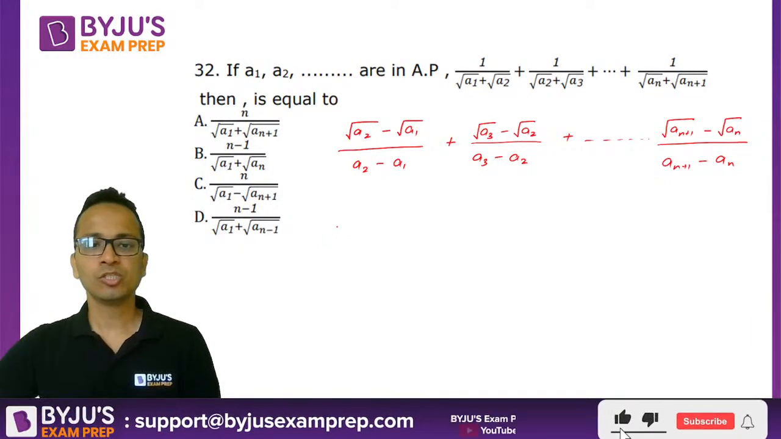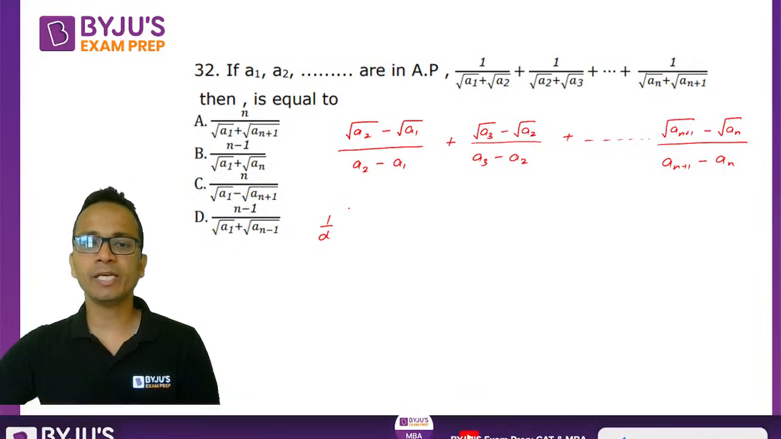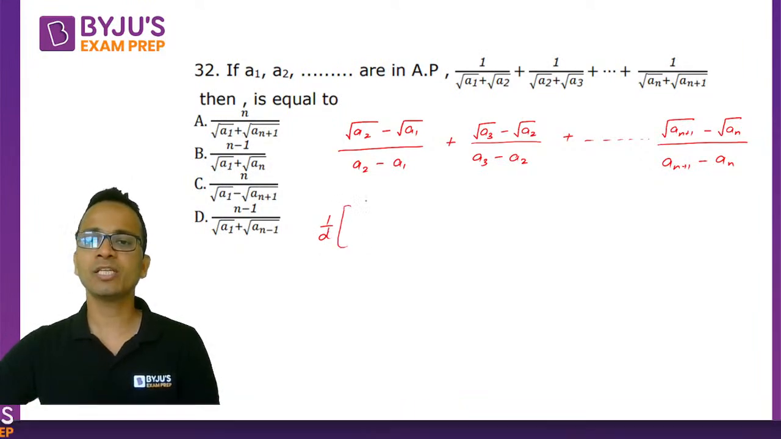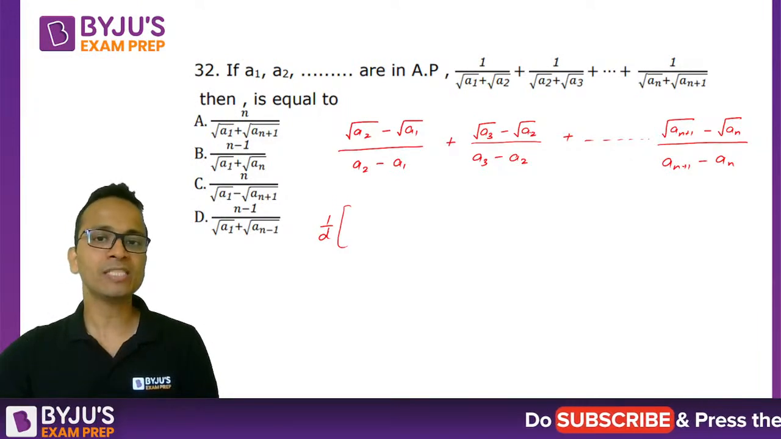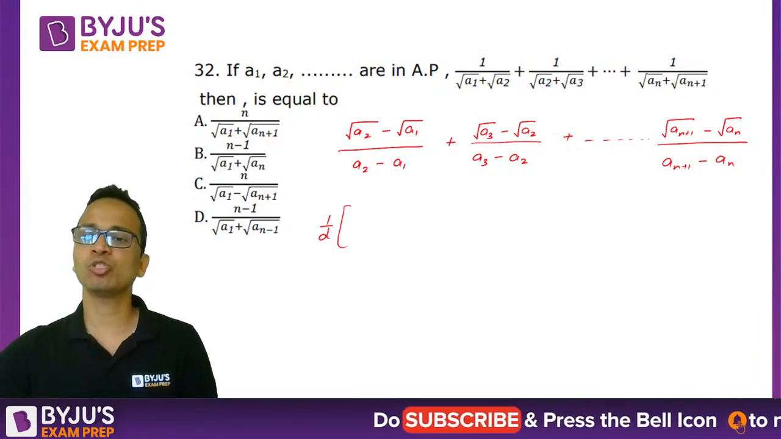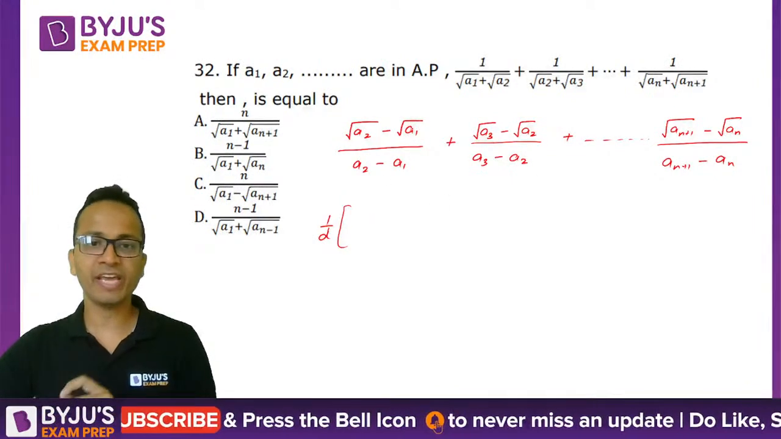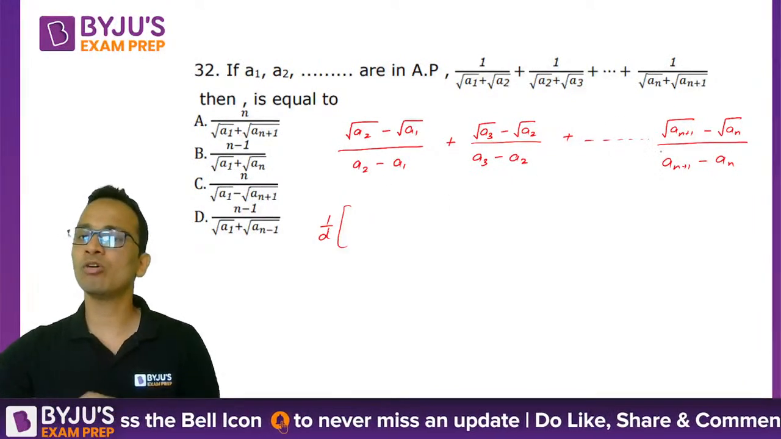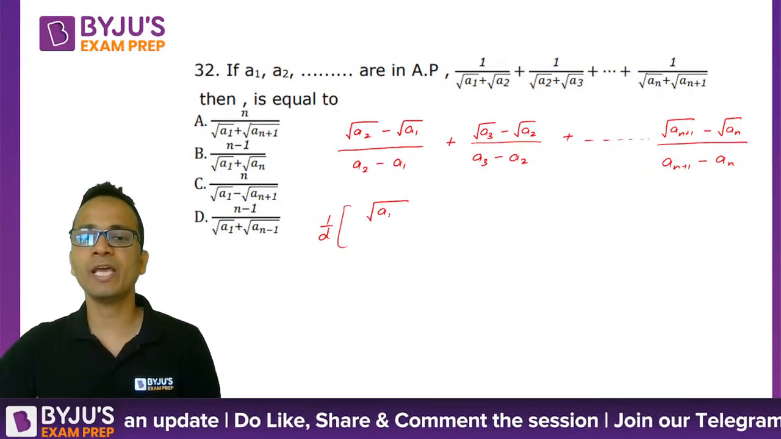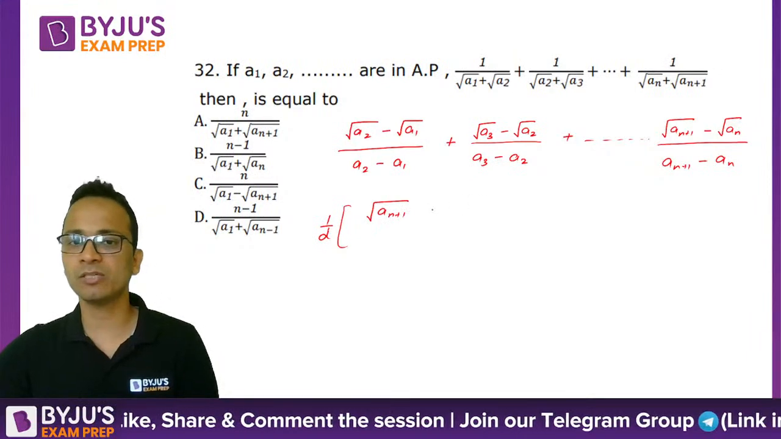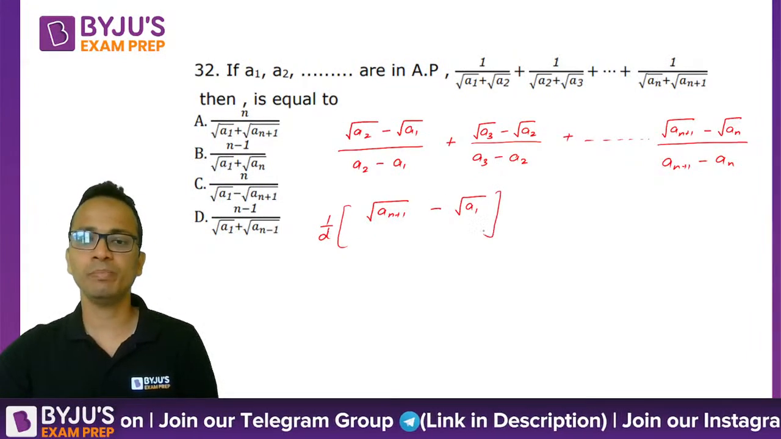Okay. So denominators में D आ जाएगा तो 1 upon D common ले लेते हैं. And if you check the numerators, under root of A2 cancel हो जाएगा, under root of A3 cancel out हो जाएगा, and all the terms other than under root of A1 and under root of a n plus 1 will be left. So under root of a n plus 1 from the last term and under root of a1 from the beginning, this will be left.